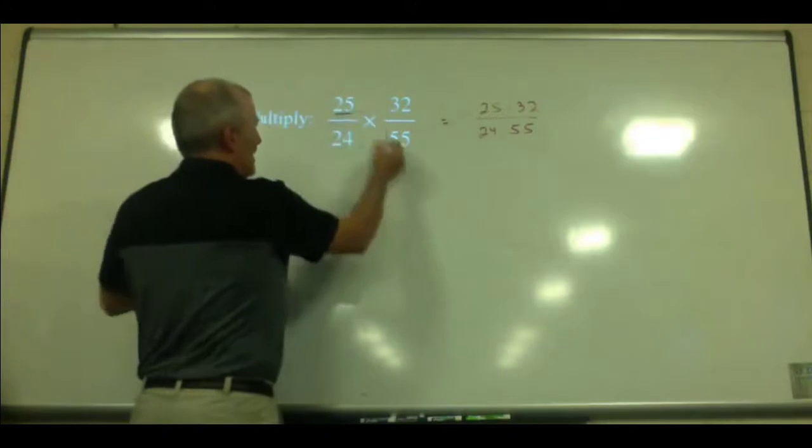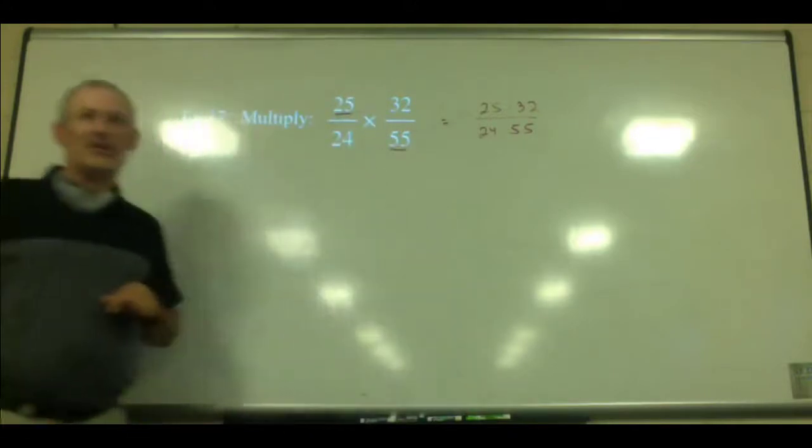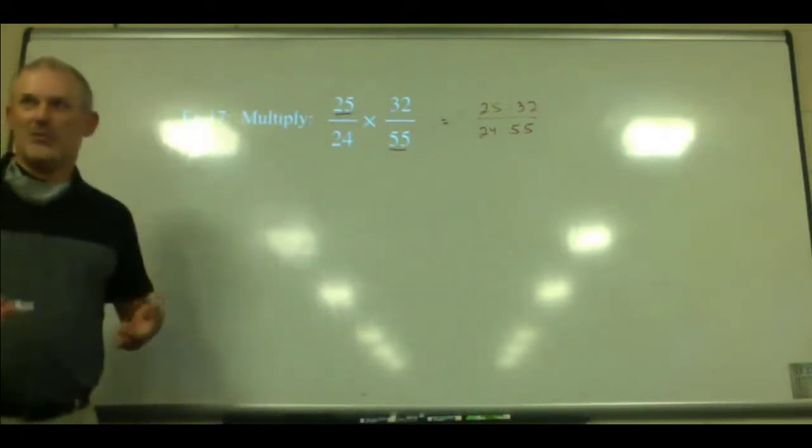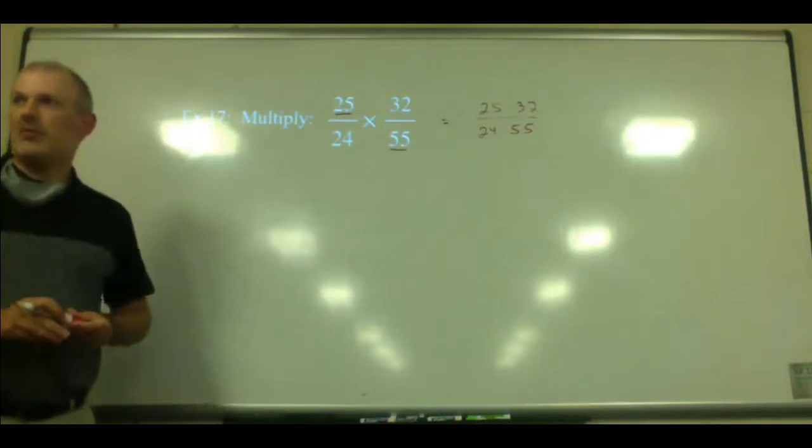So let's go back to here. What do we see that maybe between these two we could cancel or reduce by? 5. 5 goes into both of them, right?